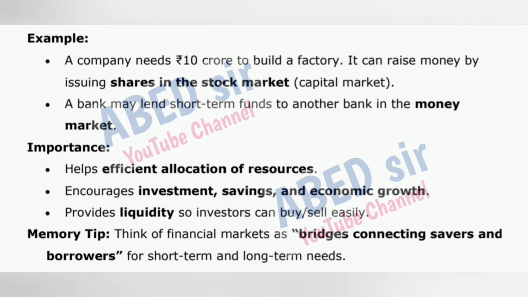Example: a company needs 10 crore rupees to build a factory. It can raise money by issuing shares in the stock market, the capital market. A bank may lend short-term funds to another bank in the money market.